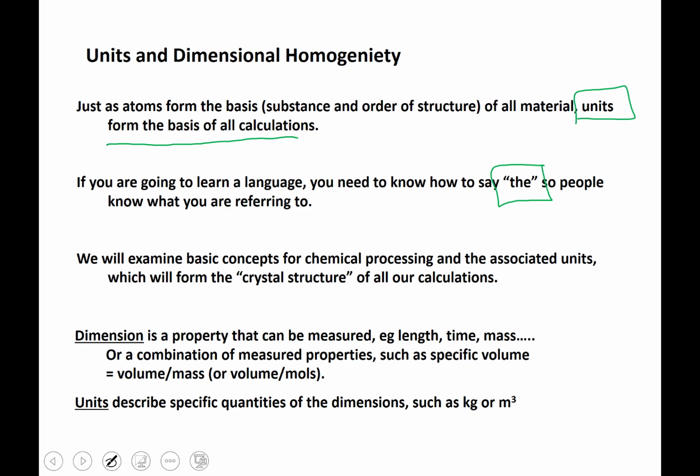Okay, so a dimension describes something that can be measured. Examples are length, time, mass. These are dimensions. Note this is not the same thing as units. A unit would be something like kilograms or meter cubed, which describes mass. This is a unit of mass and a unit of volume.